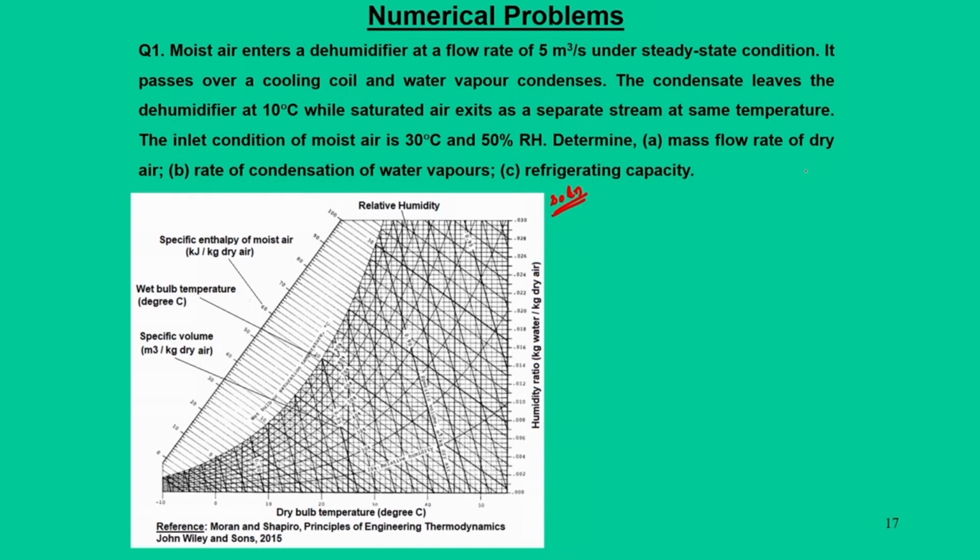So, this typical dehumidification process can be redrawn in this way: we have a dehumidifier section, and we have a heating section, and we have a cooling coil, and through this cooling coil we have a container carrying condensate.